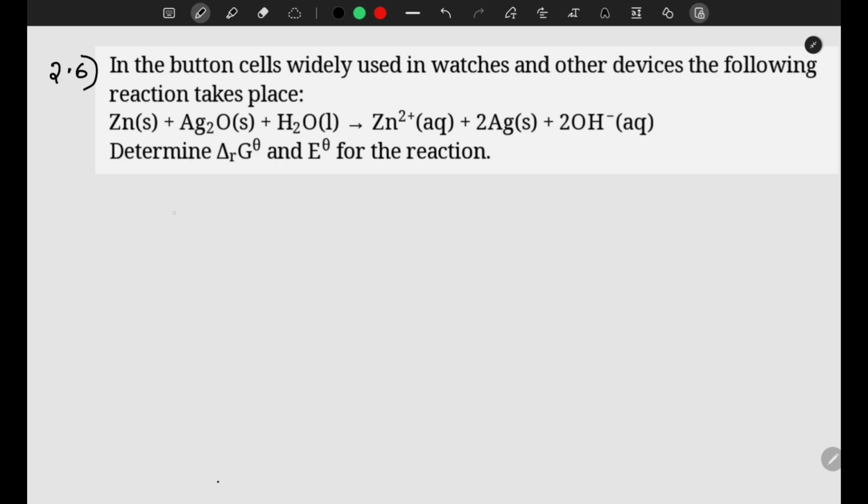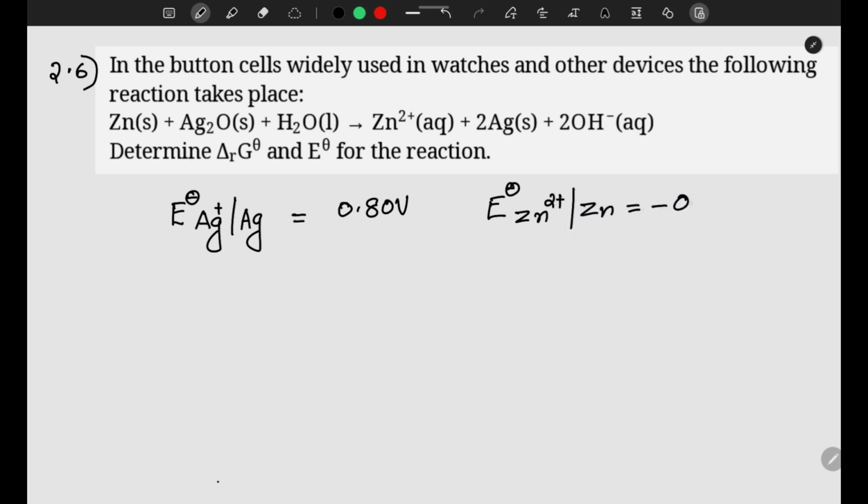So E naught cell is equal to E naught cathode minus E naught anode. Here the cathode is the silver electrode. It is undergoing reduction, and the reduction potential of silver is 0.80 volt. And the reduction potential of the zinc electrode is minus 0.76 volt. So E naught cell is equal to E naught cathode minus E naught anode, that is equal to 0.80 minus (minus 0.76), that is equal to 1.56 volt.